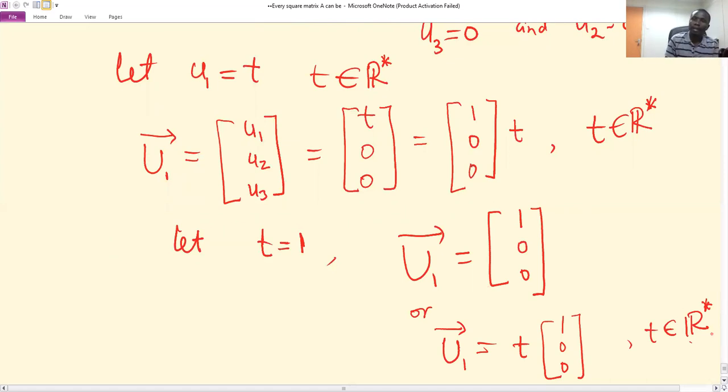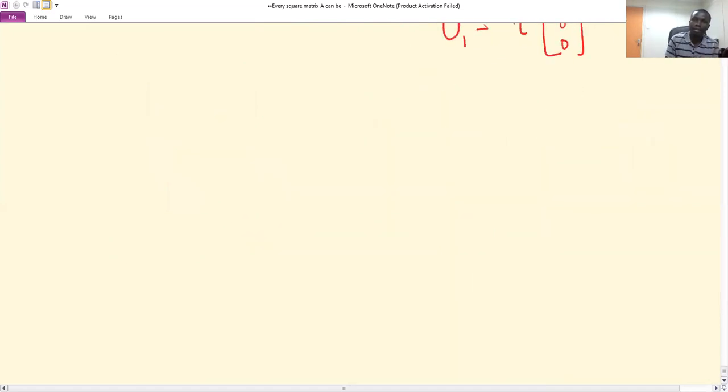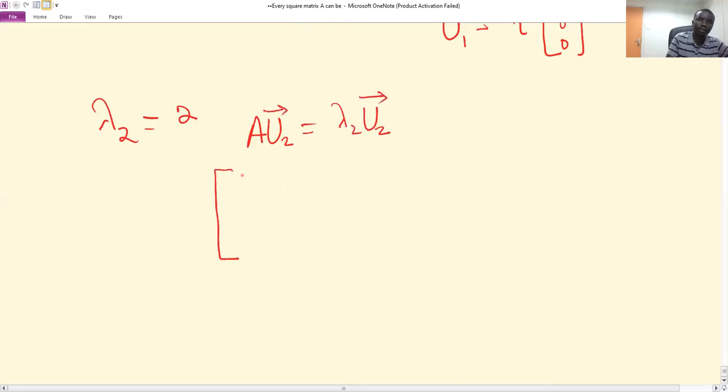And then second, lambda equals lambda 2. Lambda 2 is 2. So we have to solve this equation: A u2 equals lambda 2 u2. So we'll have the matrix 3, 1, 4, 0, 2, 6, 0, 0, 5.